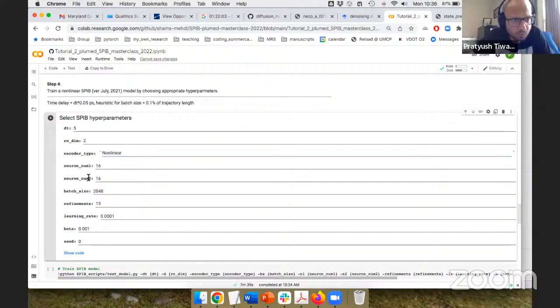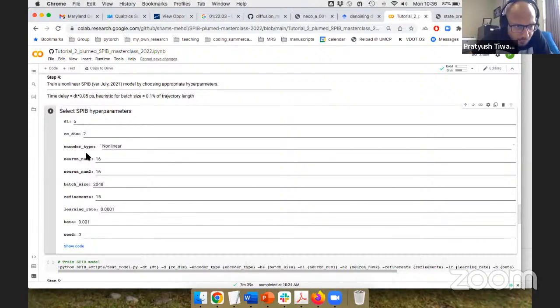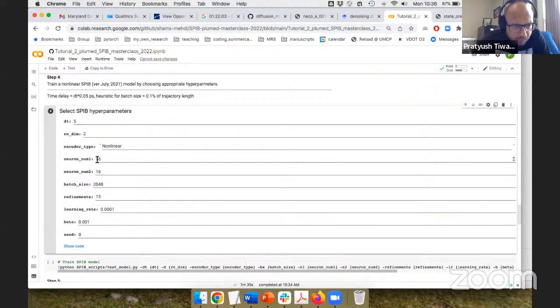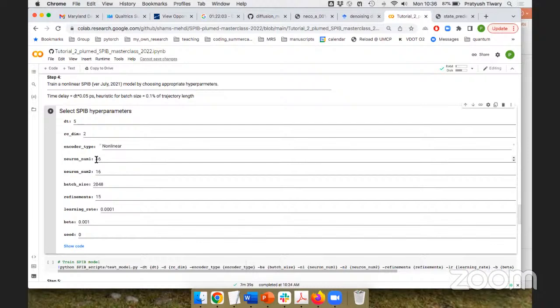So if you wanted, where is the command which is specifying the number of layers in the encoder? It's hard coded. Right now you cannot change it, so it will always be 2 layers. Okay. But you can change the number of neurons. Both layers will have 16 neurons. Yeah, exactly. That's the idea over here.